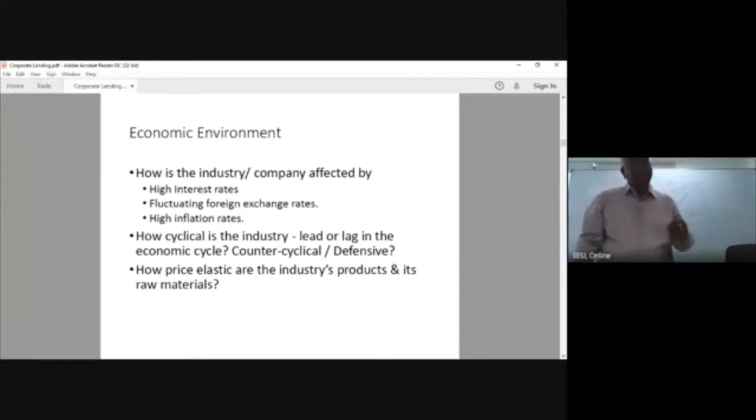So how cyclical is the industry? Does it lead or lag in the economy? And then how price elastic are the industry's products? Your customers' products, how price elastic are they? Because when the price is going up, how much can they sell? When the price is coming down, how much can they sell? You can decide based on that, so you must do the economic environment analysis.